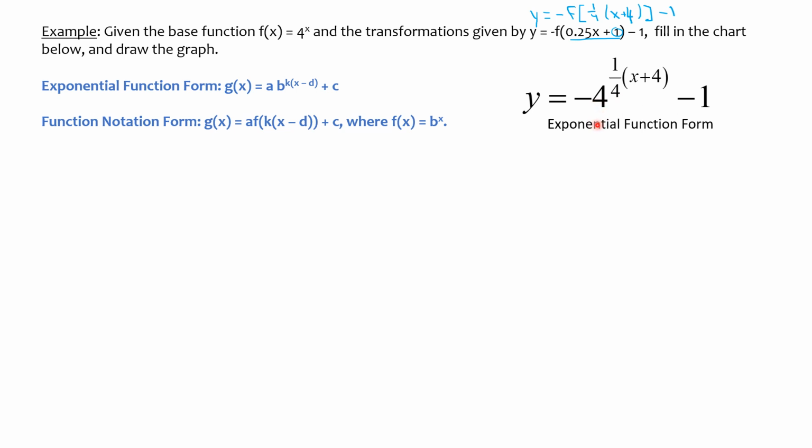Okay, so we've got a couple of things we need to do in the question. It says we need to fill in a chart below and draw the graph. So here, let me get the chart up here.